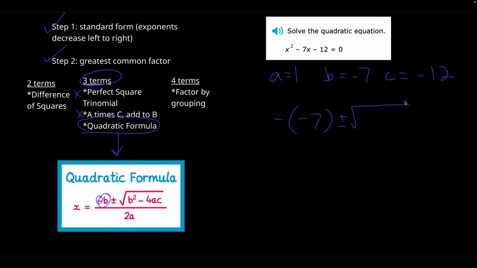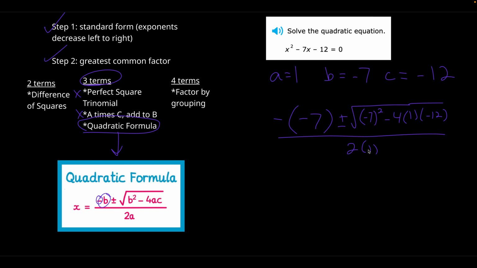Then we have the square root of b squared, so -7 squared minus 4 times a, which is 1, times c, which is -12. Again, I'm using parentheses when I substitute. And then it's all over 2 times a, which is 1.